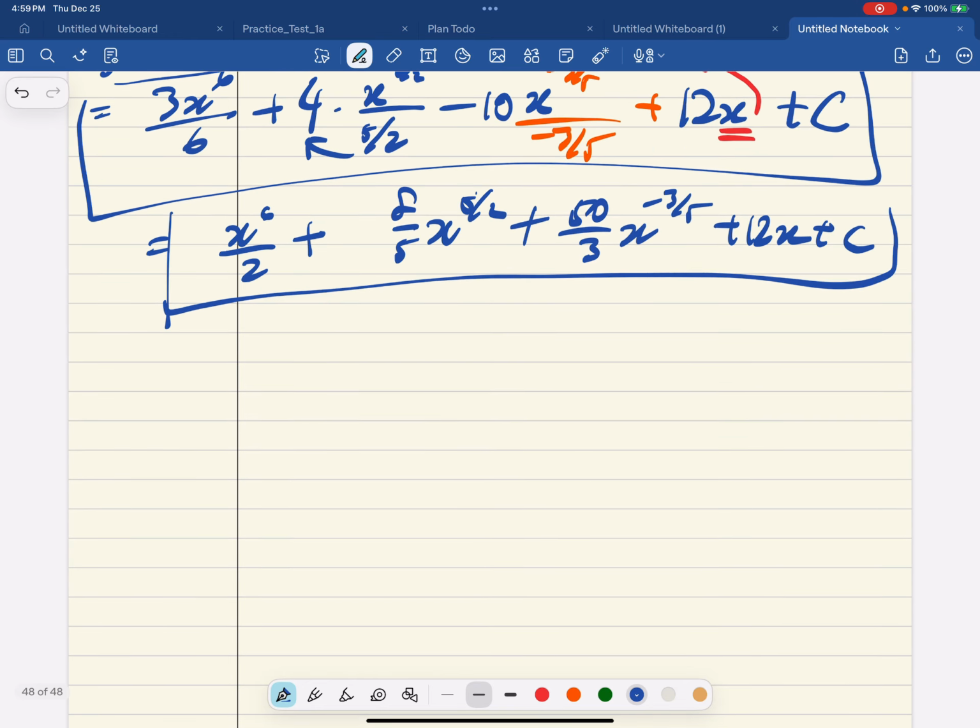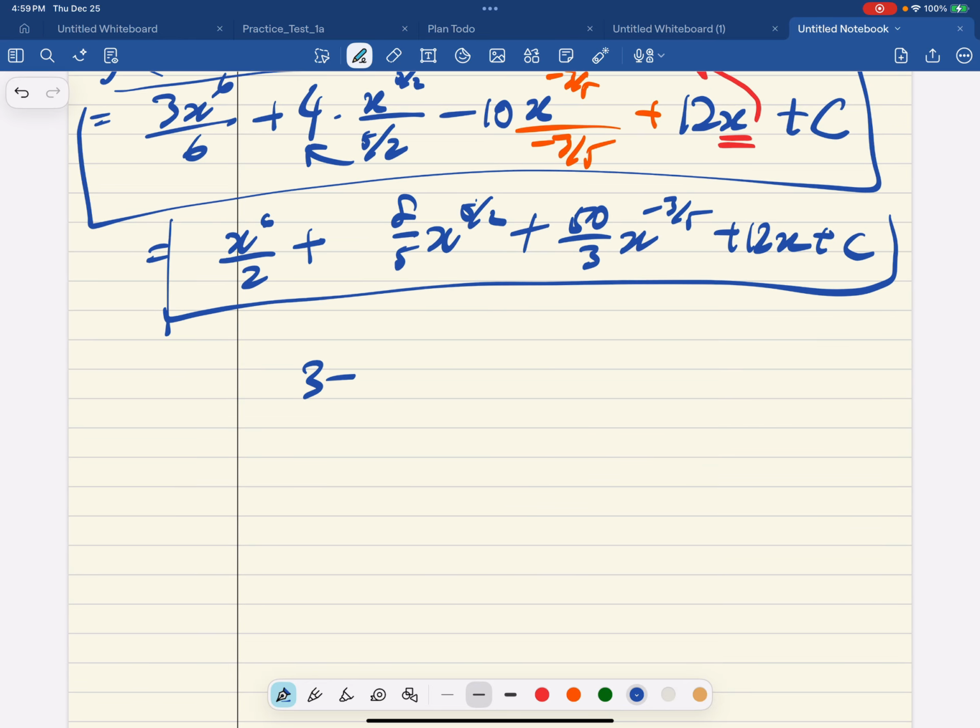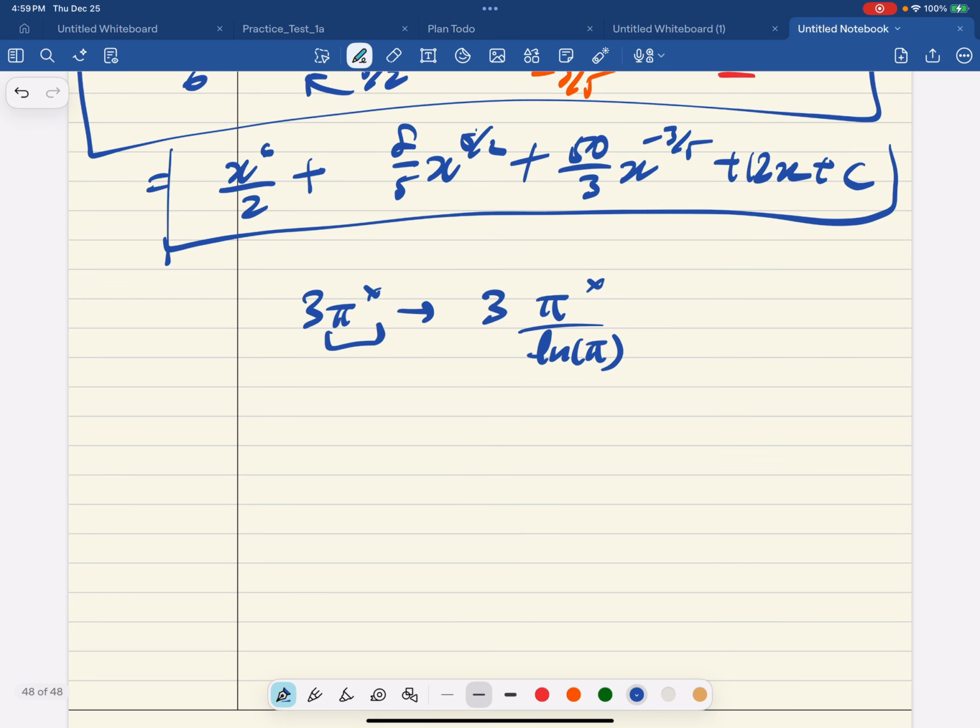Some stuff you should be careful about. 3 pi to the x. If you integrate this, you have to realize that pi to the x is the exponent. So it has to be 3 times, well, 3 is a constant, pi to the x divided by ln of pi, for example. Doesn't look so familiar, but that's applying the rule.